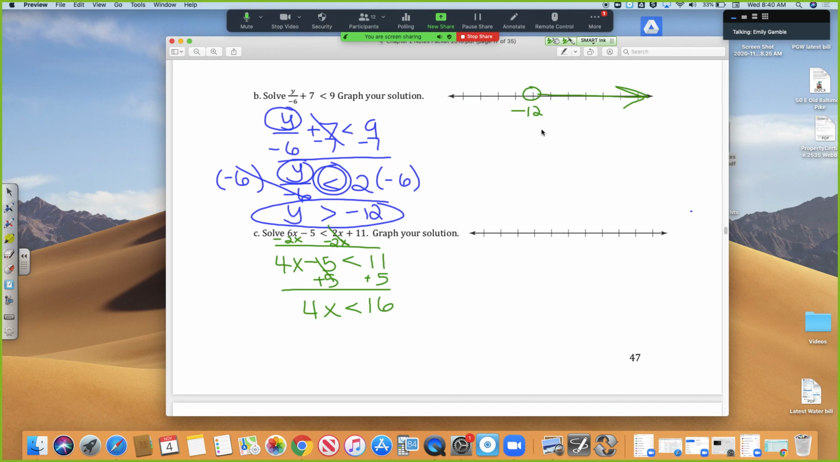And then what's my last step in solving this problem? Yep, we're going to divide. We divide by the number in front of x, which is a positive 4. Because it's a positive 4, the sign does not flip. The answer is x is less than 4. We would put 4 on the number line. It's an open circle. Anything less than 4 would be anything to the left.